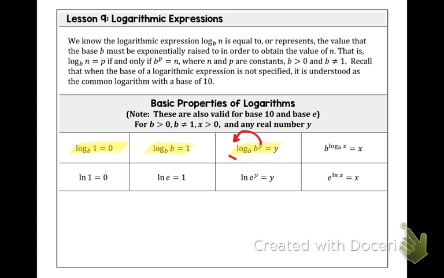And then the reverse of that, if we had b as the base of our exponent, with the exponent being a log with the same base, those would cancel out and you'd just be left with x. Natural log of 1 is 0, natural log of e is 1, natural log of e to the y is y, and then e to the natural log of x is just going to be equal to x. So natural logs and e cancel each other out.